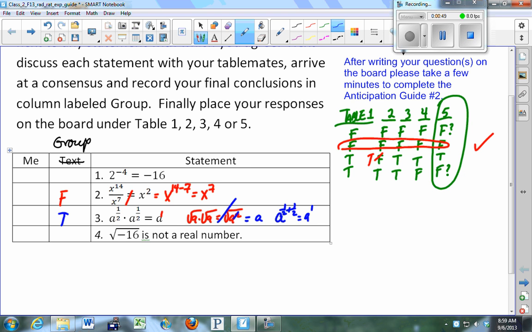Okay, so the last one seems to be the one that has the most variation in terms of the answers, right? The most disagreement. So someone want to argue T and someone want to argue F. Yeah, Alexis?